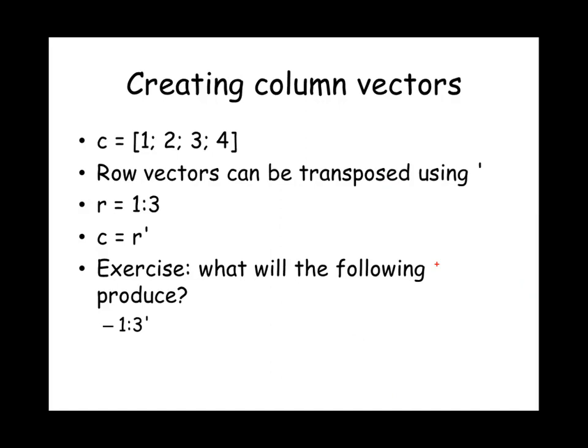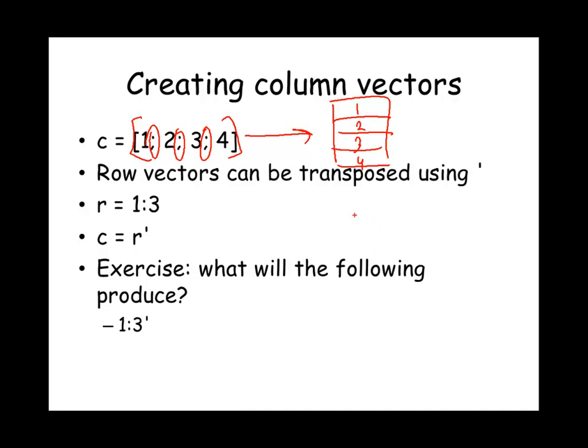Column vectors are very similar to row vectors. Instead of commas or spaces, you have to use semicolons to separate numbers. And again, we would be using square brackets to create column vectors. So this will create a column vector that contains 4 entries, and those will be numbers from 1 to 4.